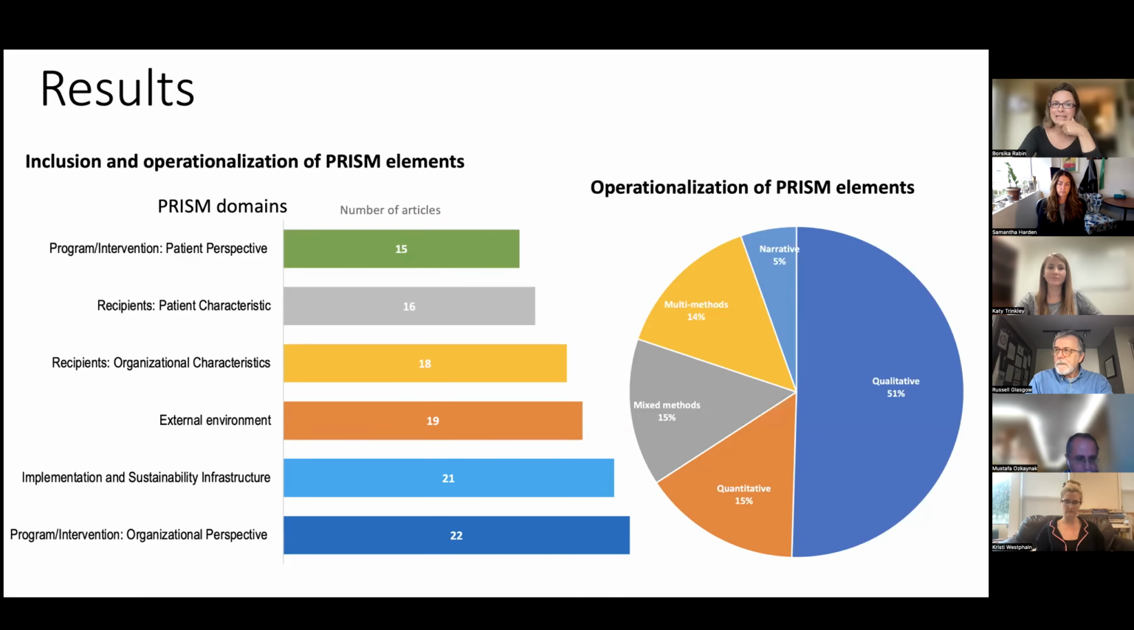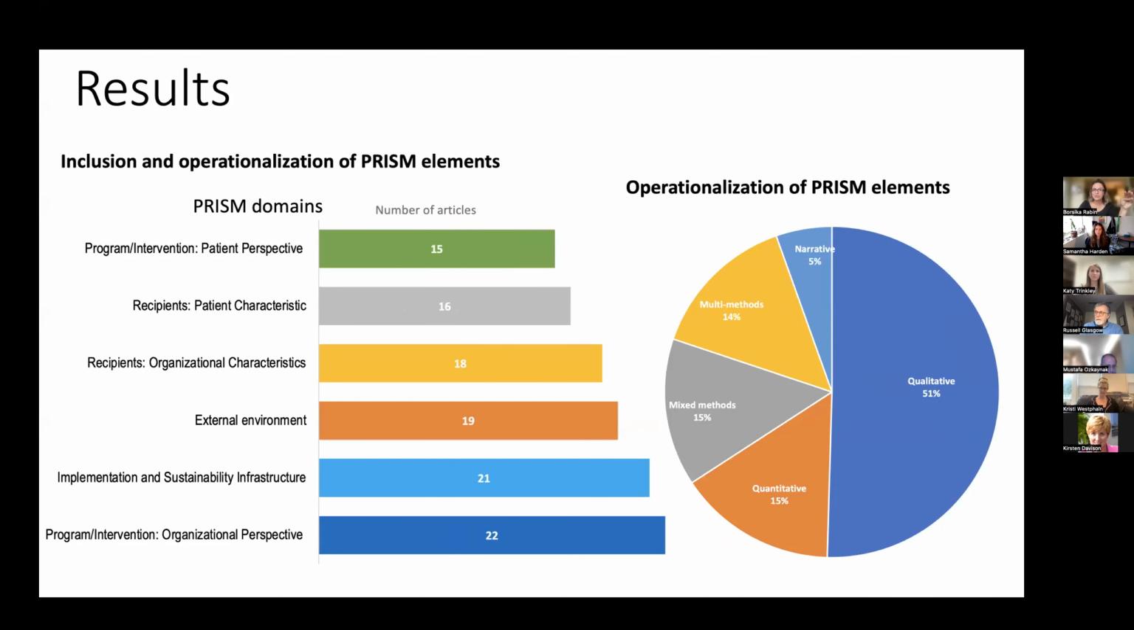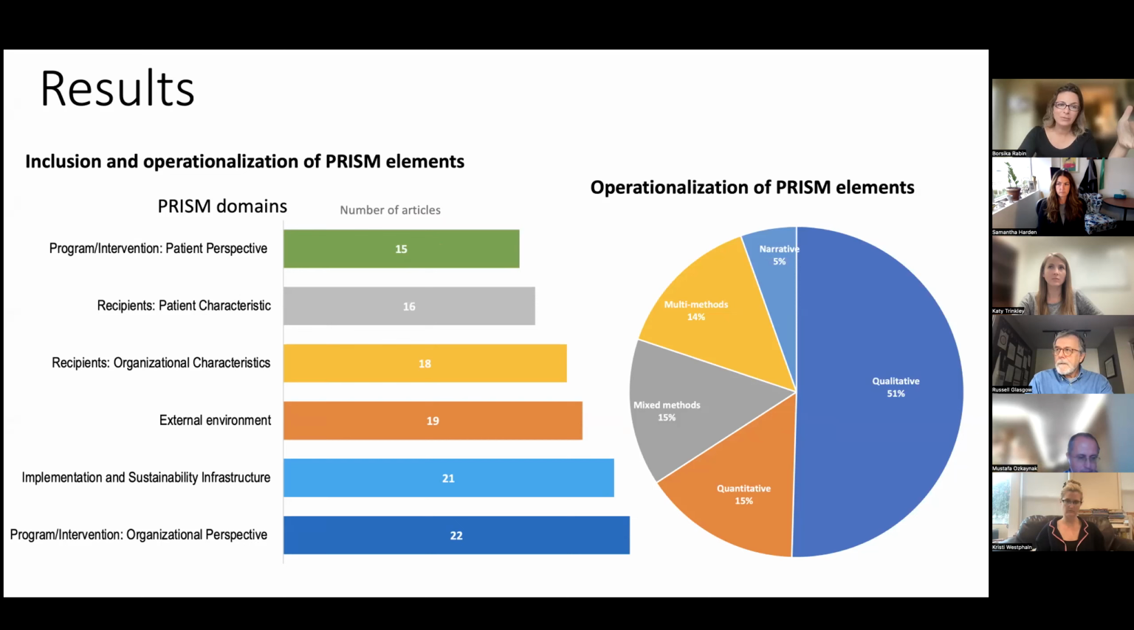And then when you look at the operationalization of the PRISM elements, or the context domains, you can see that there is variation in how many of these are being used. There were 6 studies that used all 6 PRISM context domains, and the rest used some combination. And then on the right, you can see the types of operationalization approaches. Most common was a qualitative approach, then quantitative, and then multi-method and mixed method. So there are just different ways that these studies think about how to put PRISM to work.